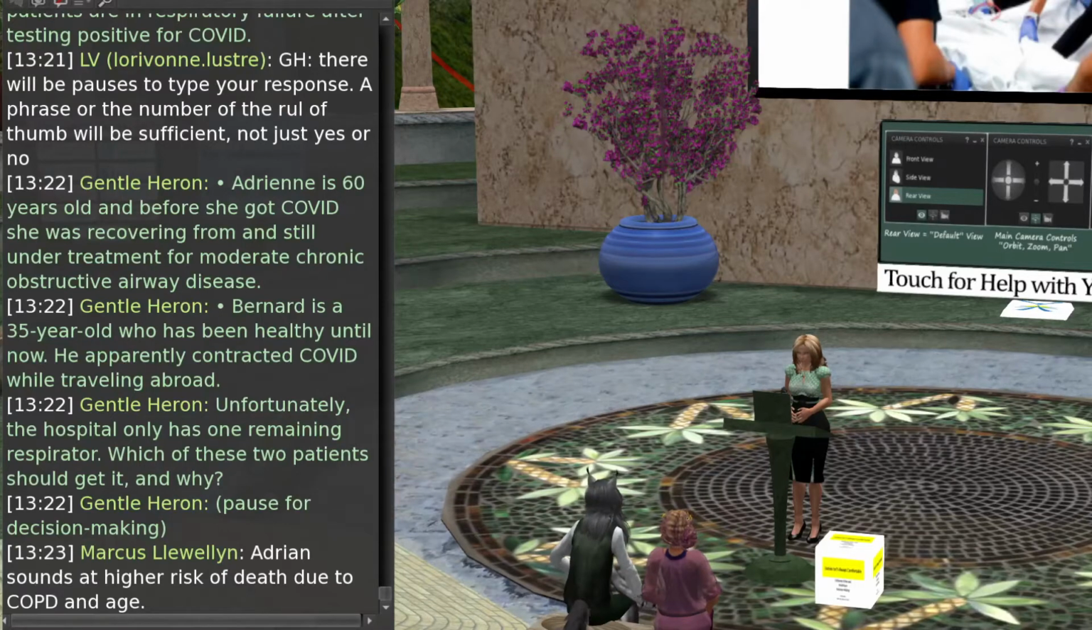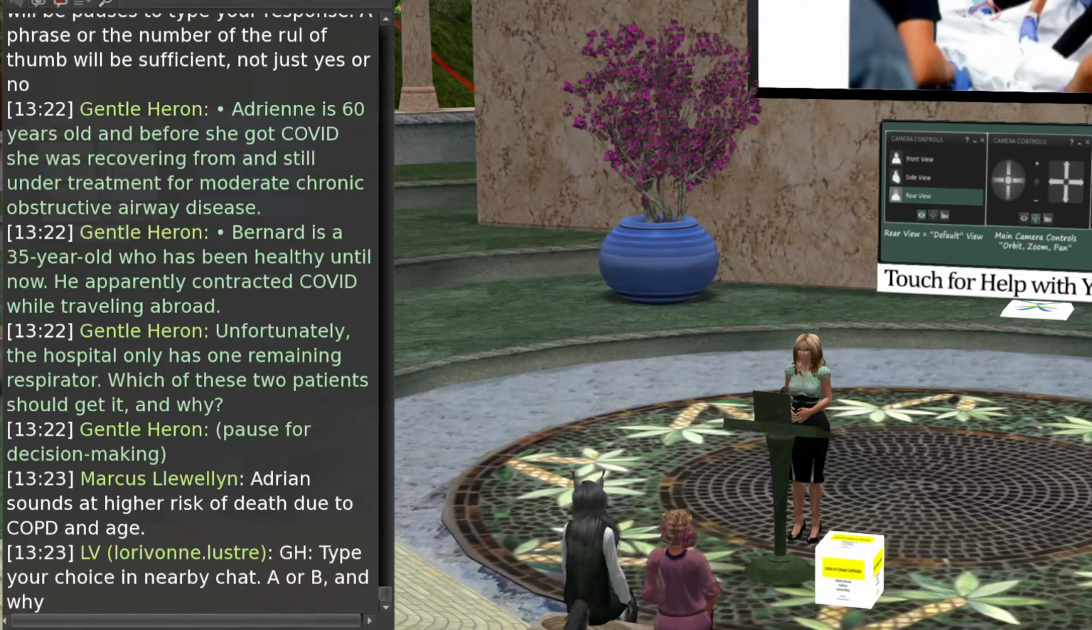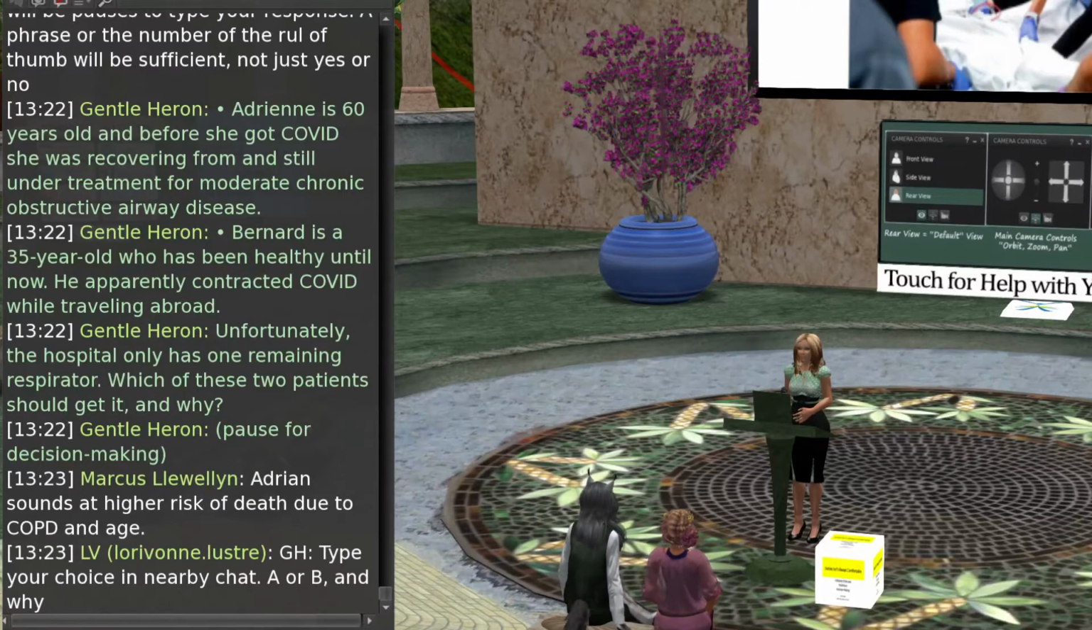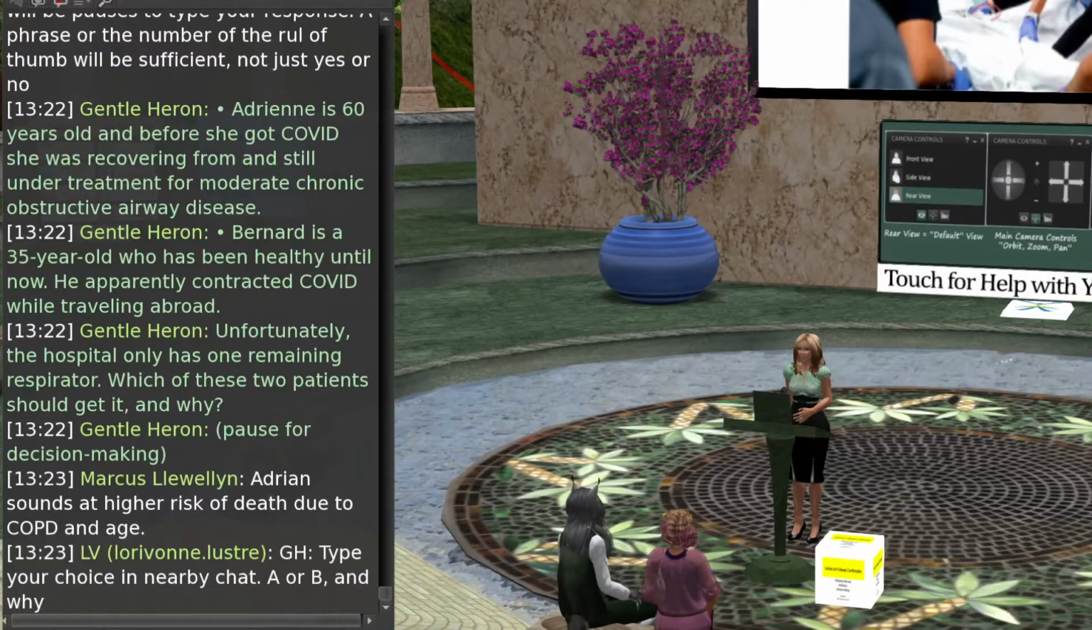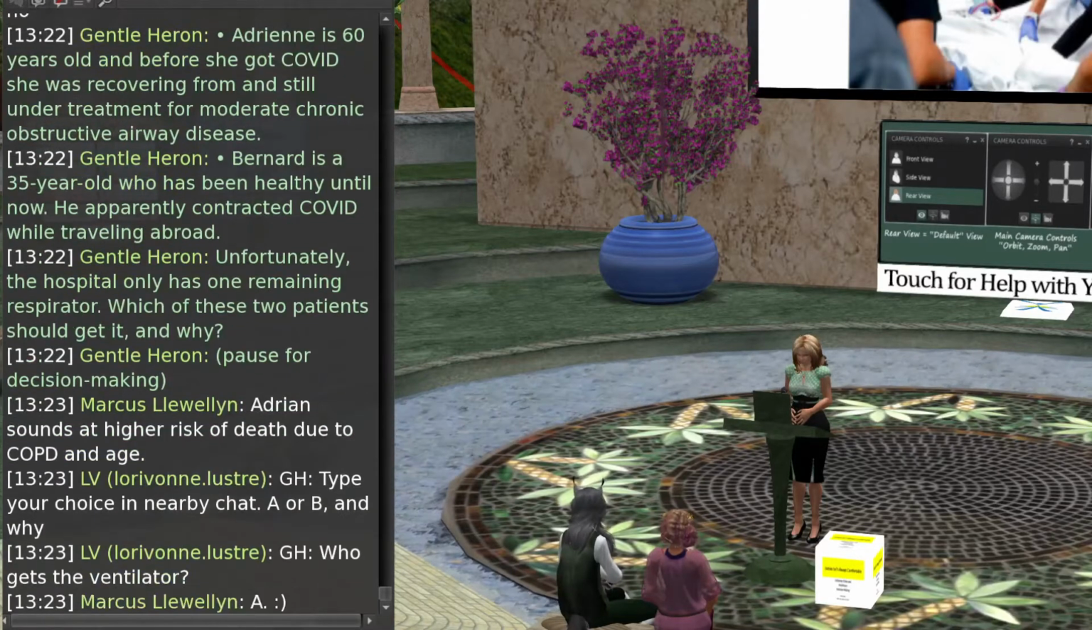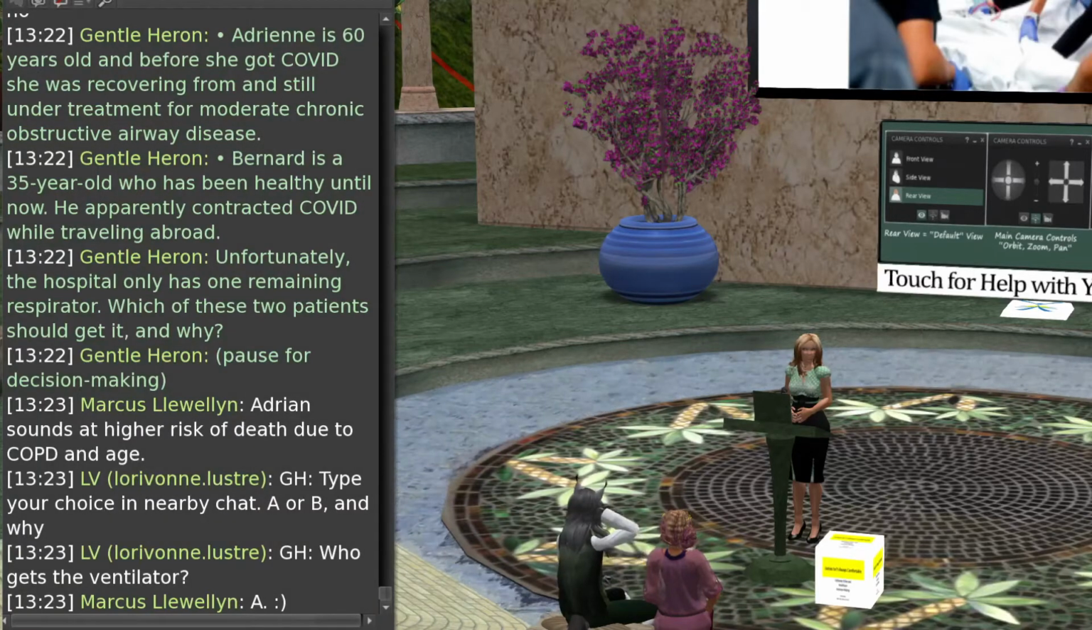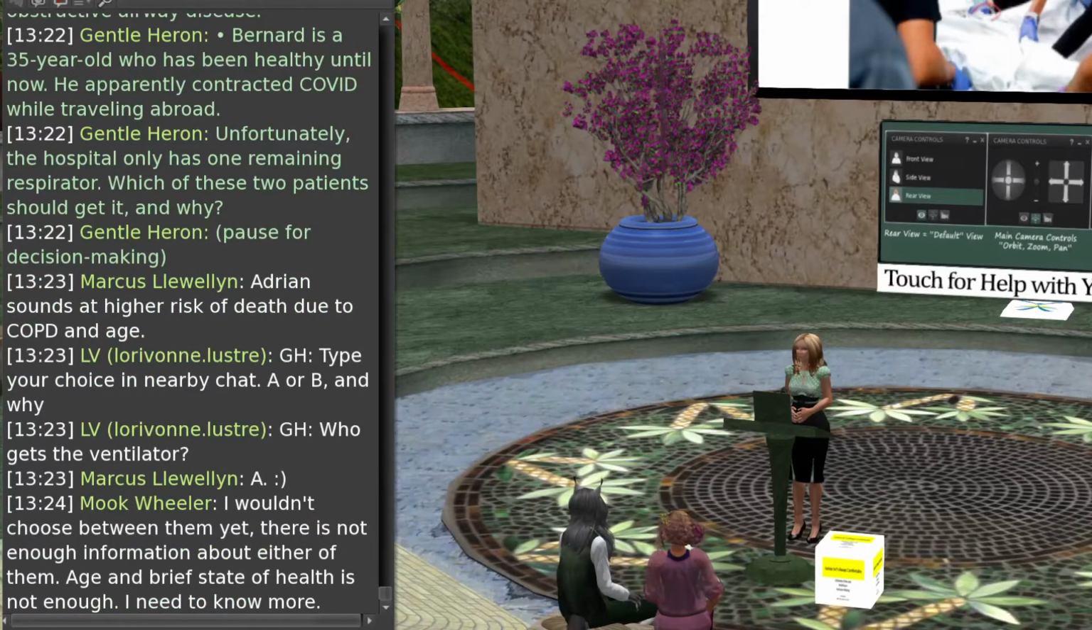Okay, Marcus points out that Adrian sounds at higher risk of death due to COPD and age. So, are you saying Adrian gets the ventilator or Bernard gets the ventilator, Marcus? Oh, Marcus thinks Adrian should get it because she has a higher risk of death because of her respiratory condition and her age. Do you guys agree or disagree with Marcus giving the ventilator to Adrian?